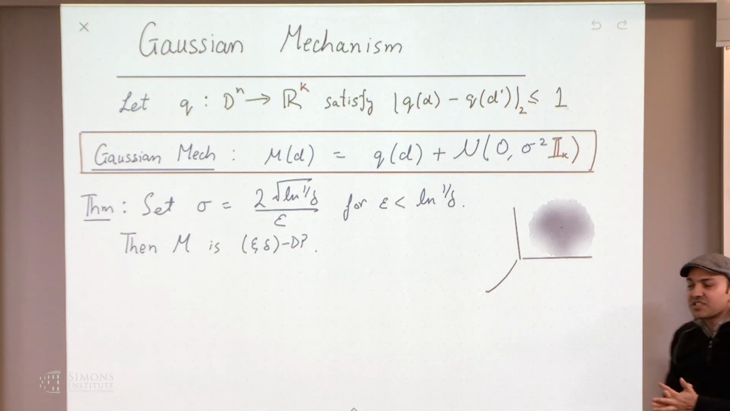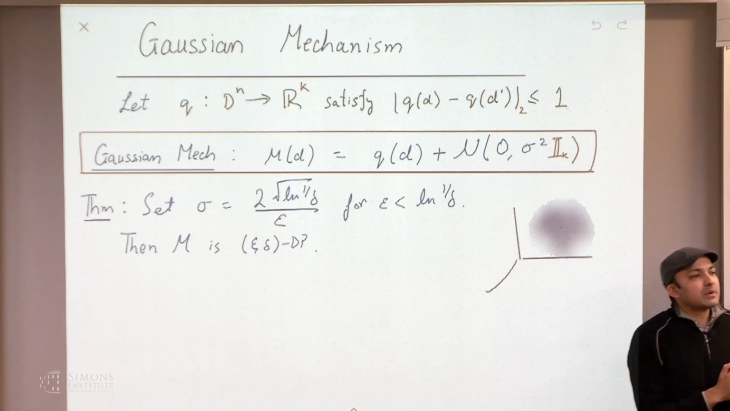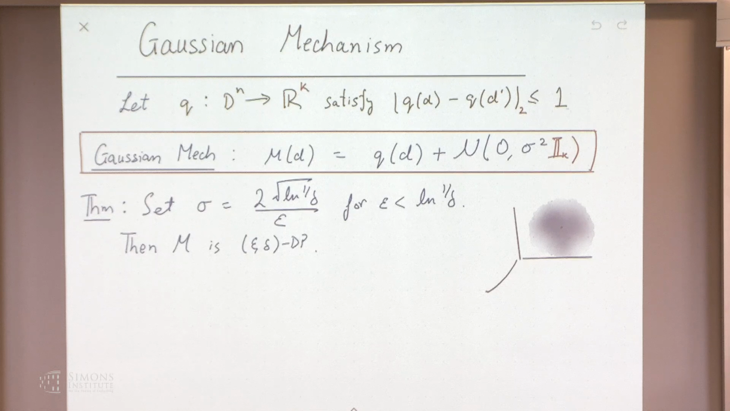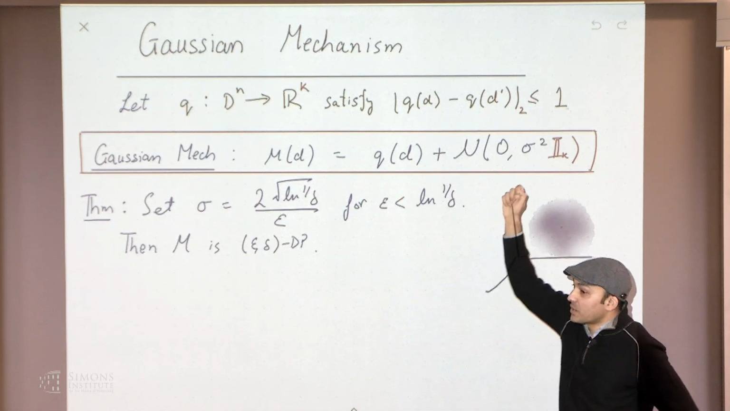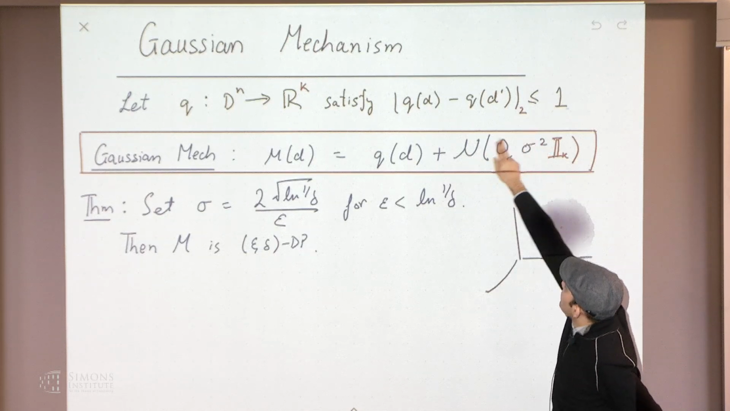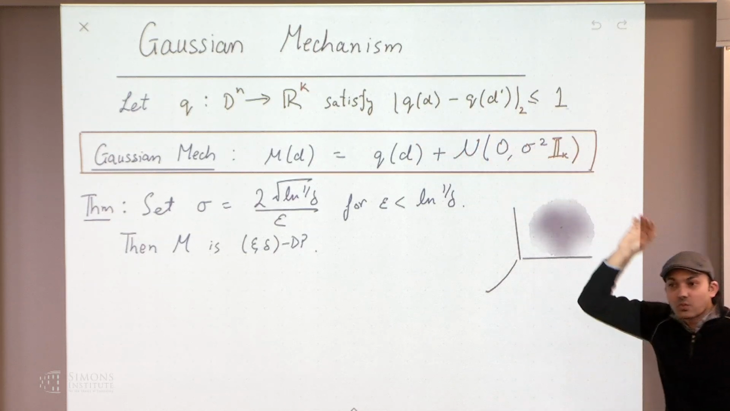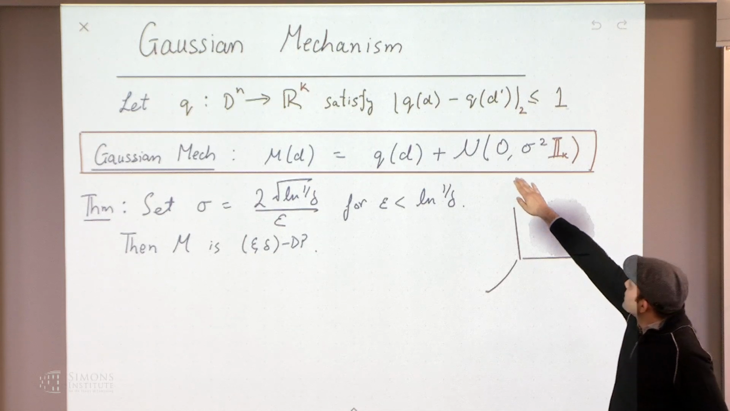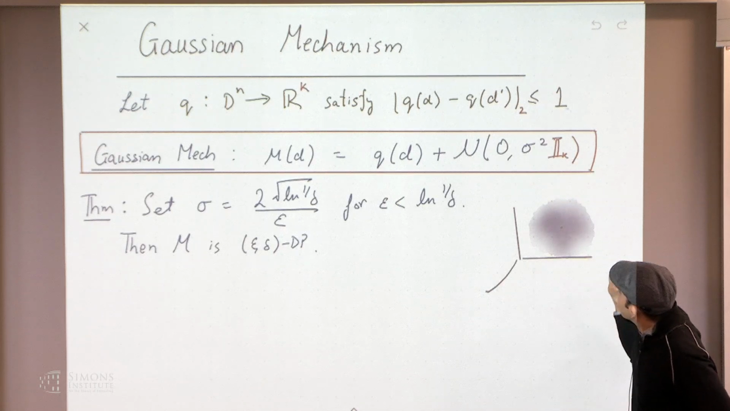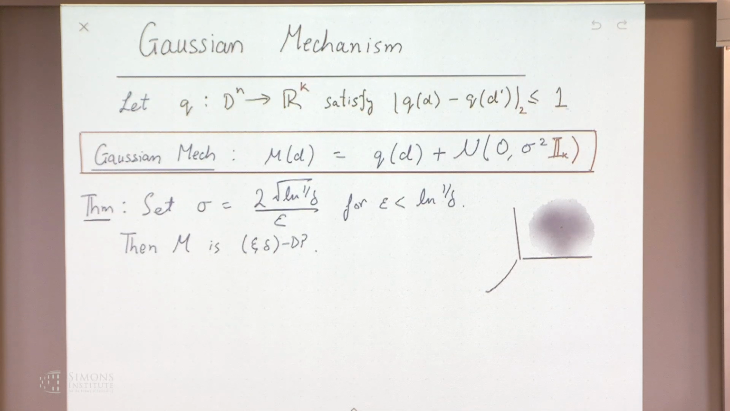The same proof, essentially unchanged, goes through if I'm trying to compute a vector function rather than a scalar function. So imagine you have a function Q that takes the data sets and maps them to some k-dimensional vector. And it has the property that the 2 norm of the gap between Q(D) and Q(D prime) is at most 1. Then if I add noise proportional to sigma squared, I get epsilon-delta differential privacy. The proof of this is essentially identical.